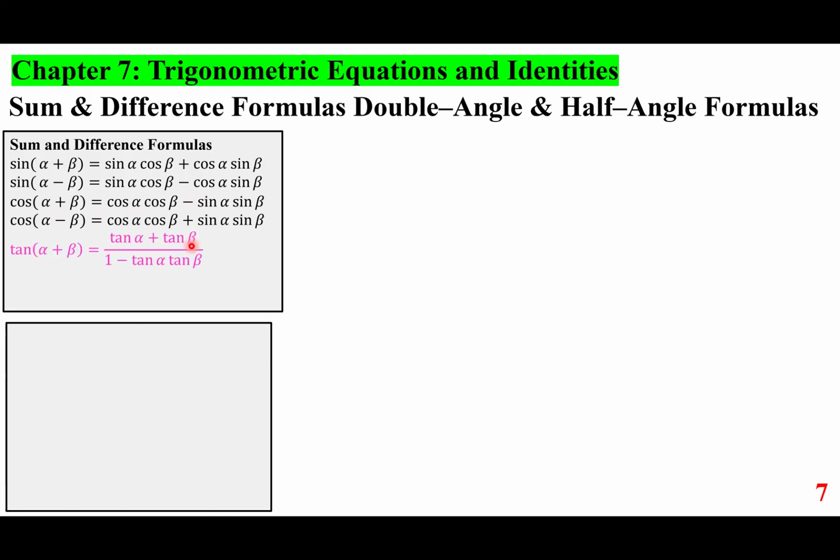Tangent of alpha plus beta is tan alpha plus tan beta over 1 minus tan alpha tan beta. If I want tan of alpha minus beta, replace plus beta with plus minus beta. So replace that and we get tan of alpha minus beta is tan alpha minus tan beta over 1 plus tan alpha tan beta.